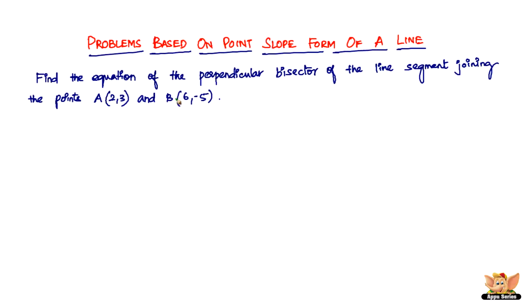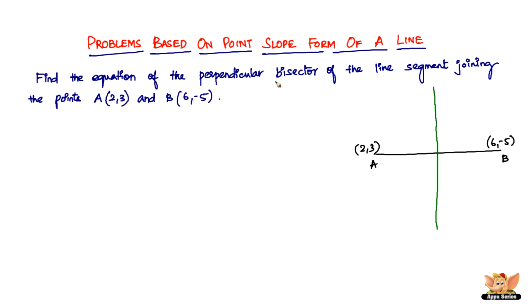So what exactly we have to do is find the equation of the perpendicular bisector that bisects the line that joins these 2 points. Say we've got a line AB, and the points A and B are (2, 3) and (6, -5) respectively. But we are not supposed to find the equation of this line. We have to find the equation of the line that perpendicularly bisects this line. We need to find the equation of the green line. So let's see what we have to do to solve this problem.